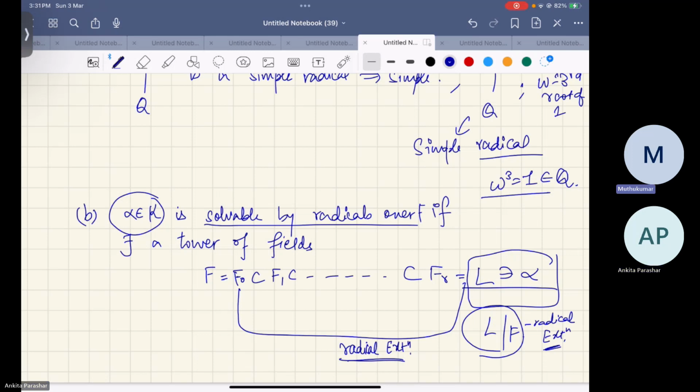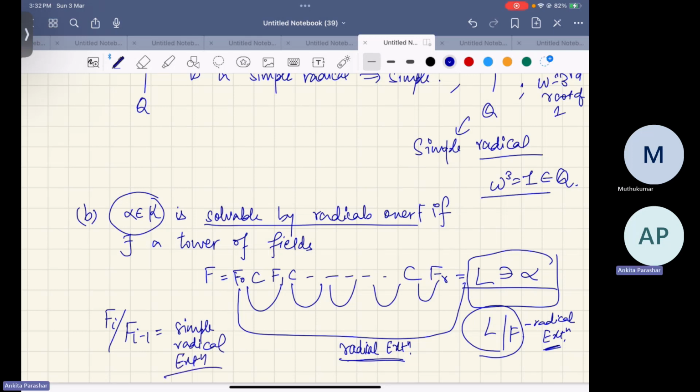Solvable by radical extension. Okay. Simple radical extension, then we will go to radical. So each of these is simple radical. Yes, so each F_i over F_(i-1), if you say simple radical, then your whole extension L over F becomes a radical extension, right? So for the definition of radical, you should have a tower of simple radical extensions. This is how you make an extension a radical extension. And for solvability by radicals, you can find an extension where your alpha lies and that extension is a radical extension.